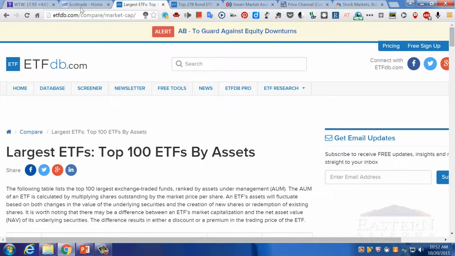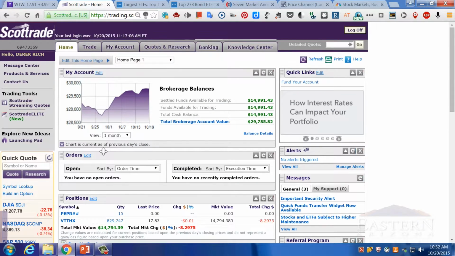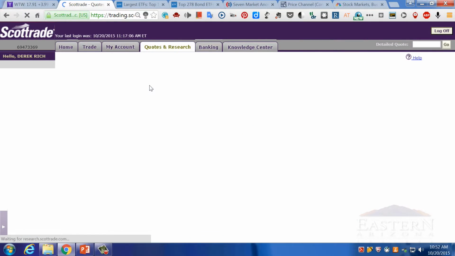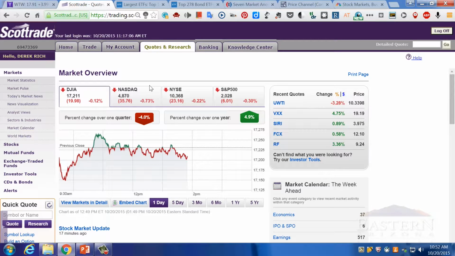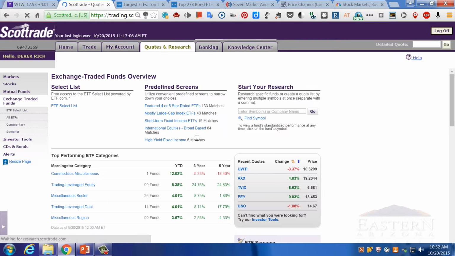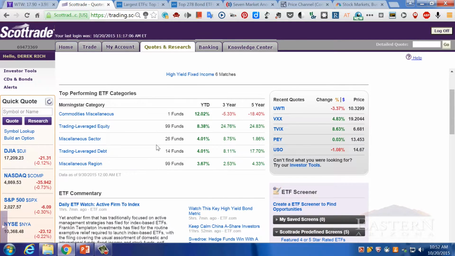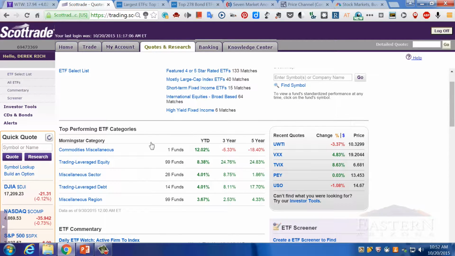What else is there to find? You can also do it from this as well. From your USAA account or E-Trade or Scottrade, you can also find them in here. Where you find them is exchange traded funds, right there, ETFs. And they'll tell you the best performing ones today. If you just want to do copper, here you go, commodities, we could do that.